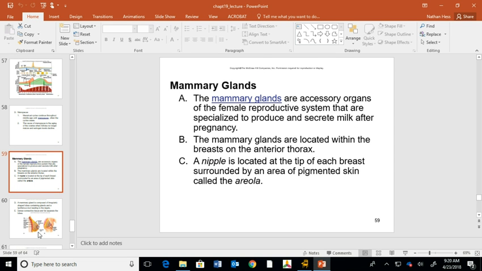The mammary glands. These are accessory organs of the female reproductive system. So, again, not primary organs, right? What is the primary organ of the female reproductive system? The ovaries, right? Because those are what produce the eggs. What is the purpose of these mammary glands? They are specialized to produce and secrete milk after pregnancy, right?